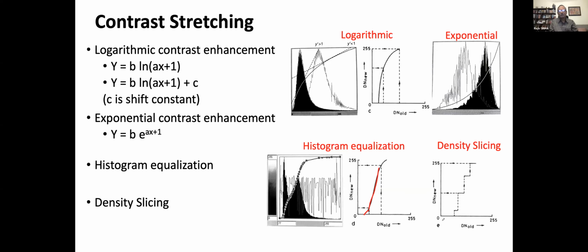The other process is called density slicing, where the original grayscale is subdivided into different ranges, like this and like these. And then each range is assigned a particular level in the new grayscale.